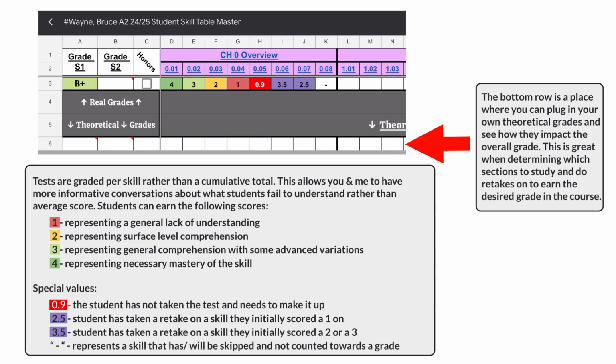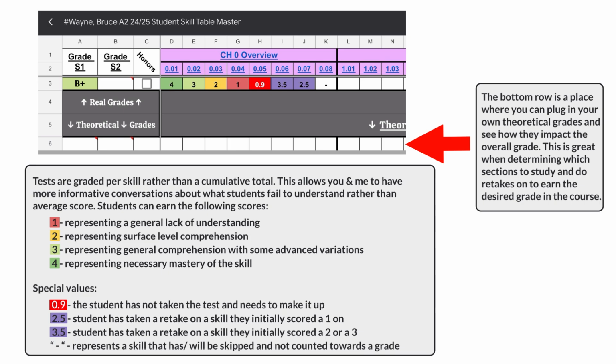So instead, what we're doing here is we're grading it skill by skill. So when you say that you got a 4 on a skill, that tells you something different than I got a 2 on this next skill. Those are two different values and they have two different meanings, and that gives us much better leverage in terms of conversations we can have on what it is that we do and do not understand and what we do and do not need to make up to improve our grade.